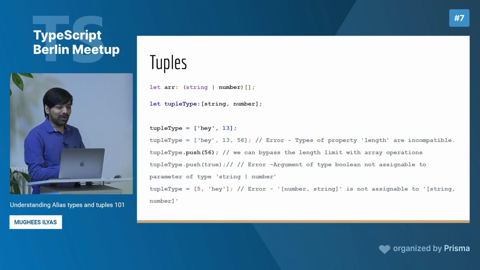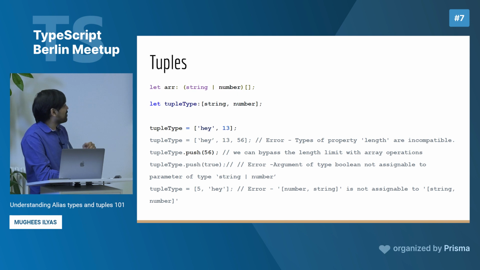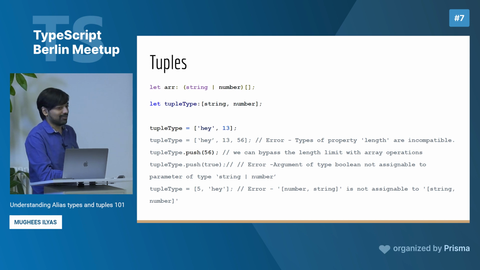In some world where we are worried about that, we cannot define our array using the first method, which is the popular method of defining an array, which is string and number. We use the second method, which ensures that our first element will always be a string and our second element will always be a number.